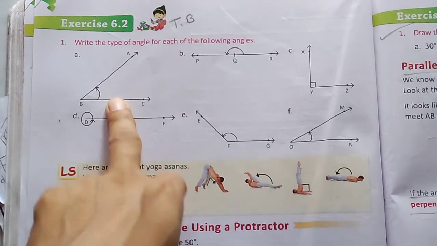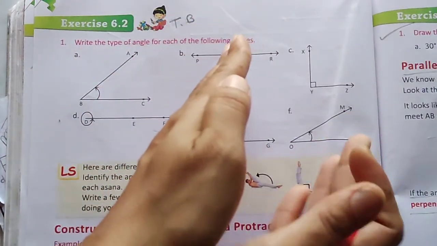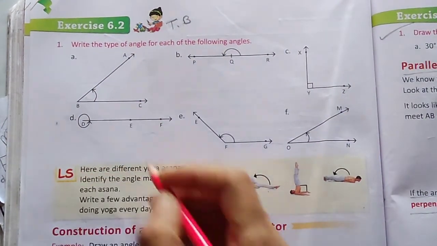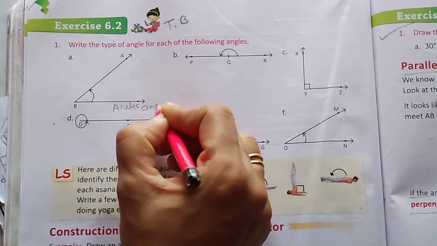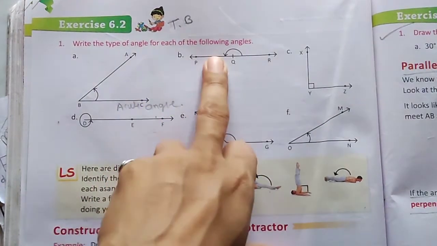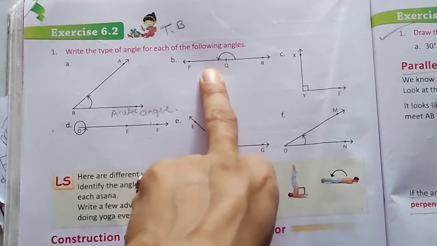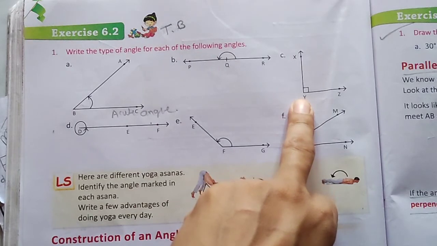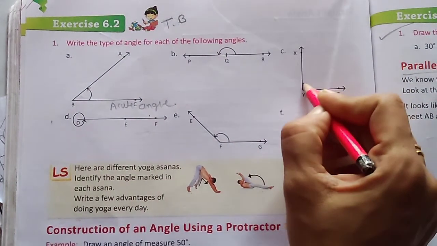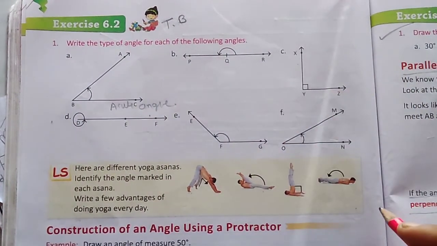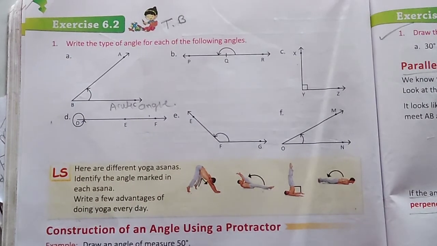This figure is less than 90 degrees. So which type of angle? Okay, so this is an acute angle. Okay, you have to learn the spelling of the angle. Then this is a straight line. So which type of angle? This is the straight angle. Then which type of angle is this? This is 90 degrees, yes, because both are straight lines. Here we get a 90 degree angle. So this is a right angle. 90 degree angle means right angle.